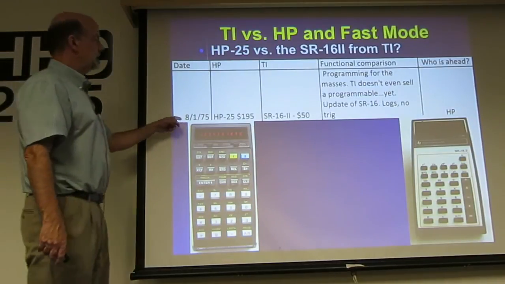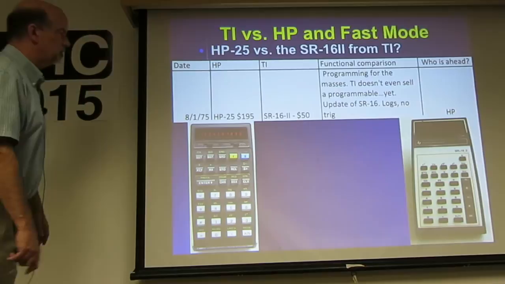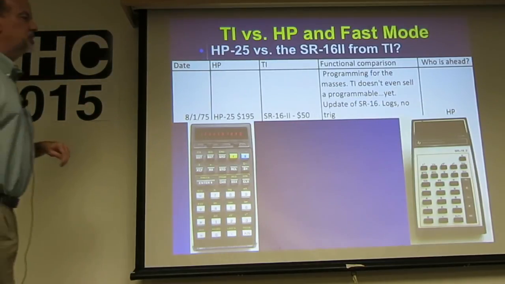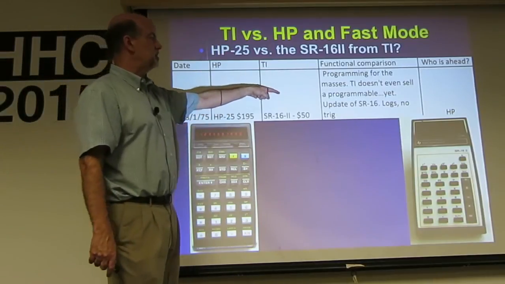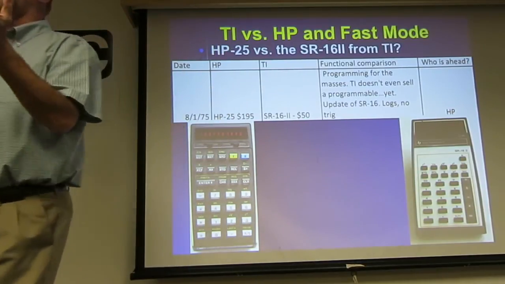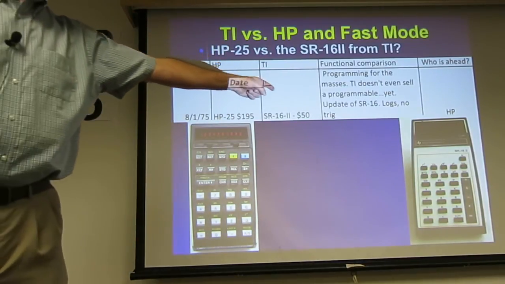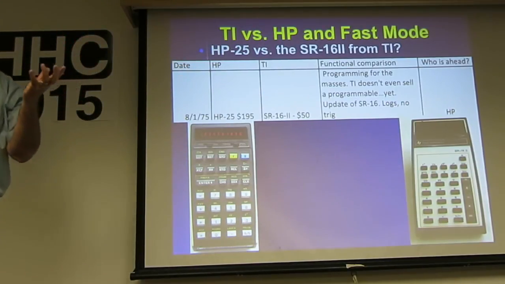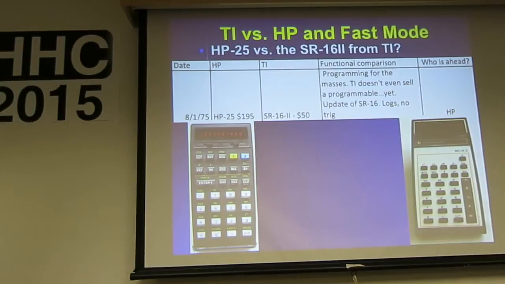On August the 1st, 1975, HP introduced the HP 25. Strangely enough, TI introduced the SR16-2. We haven't mentioned the SR16. It was a wedge-shaped device that had the same features as that 16-2, but the 16-2 was in a more, if you can believe it, sleek form factor. But it had logs, it had some other functions, but no trigonometry.